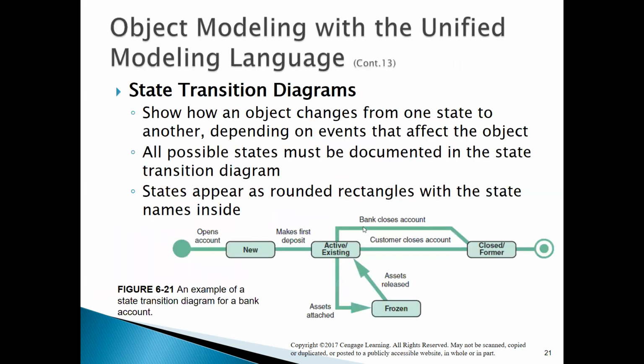State transition diagrams. State transition diagrams show how an object changes from one state to another depending on events that affect the object. All possible states must be documented in the state transition diagram. States appear as rounded rectangles with the state names inside. A state transition diagram shows how an object changes from one state to the other.